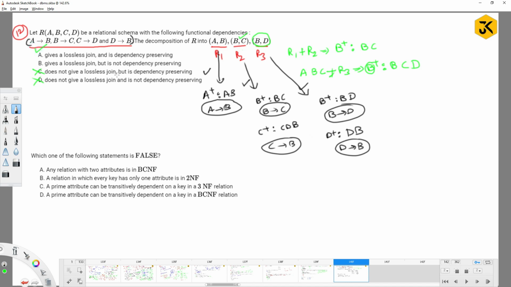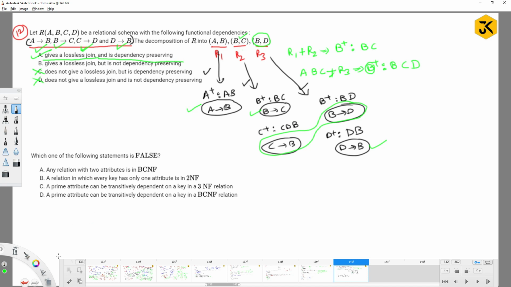Is A determines B there? Yes. B determines C? Yes. Is C determines D? It is not directly available, but it is available indirectly: C determines B, B determines C. According to the definition of functional dependency preservation, you have to find the closure, right? So it is preserved. What about D determines B? Yes. So as all are preserved in the subrelations, I can say that option A is the correct answer: the given decomposition gives a lossless join and is dependency preserving.